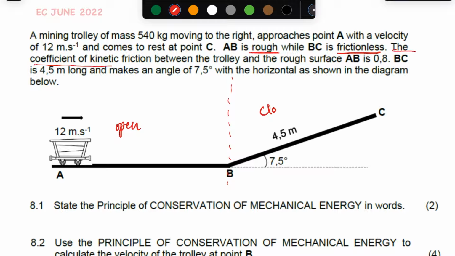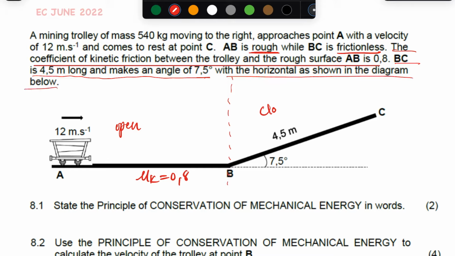Now the coefficient of kinetic friction between the trolley and the rough surface AB is 0.8, which is the mu k. The description of the surface here is 0.8. BC is 4.5 m long and makes an angle of 7.5 degrees with the horizontal, as shown in the diagram below. So if you look at BC, we're given the displacement that the trolley moves, and the angle, we're told it's 7.5.